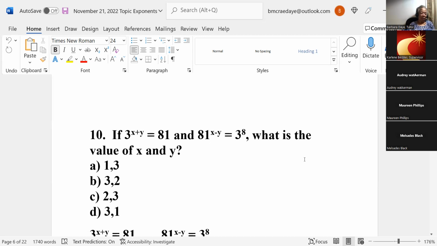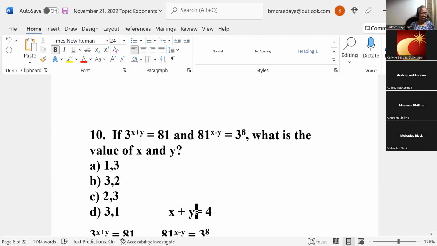Okay, here's the way you get the answer. You understand that 3 to some power gives me 81. What is that power? 4. So that means, let me just put over here, once you get the 4, that means X plus Y equals 4.